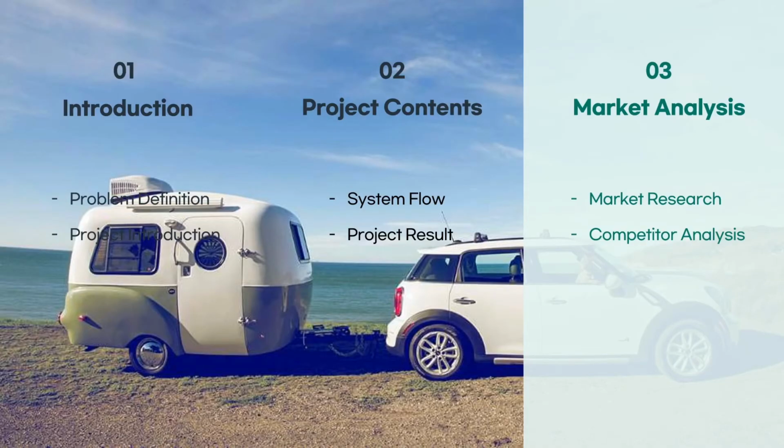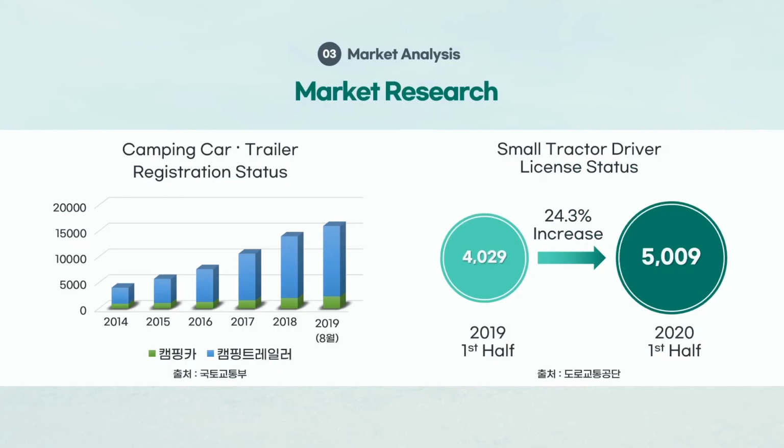Lastly, we analyzed the market to determine the value of our products. On the left is a graph of the registration status of camping cars and camping trailers surveyed by the Ministry of Land, Infrastructure, and Transport. If you look at the graph, you can see that the camping car and camping trailer market showed steady growth even before COVID, and among them, the proportion of camping trailers is high.